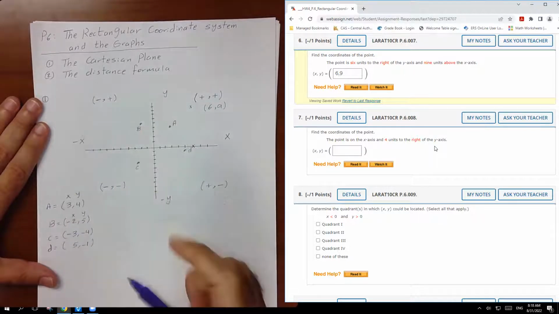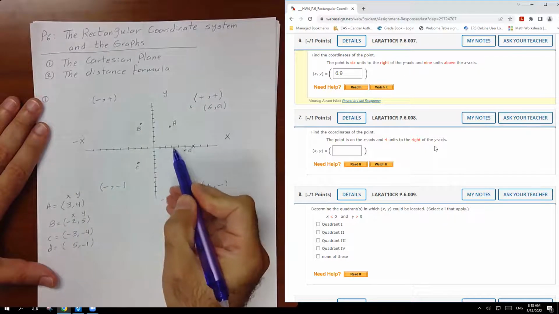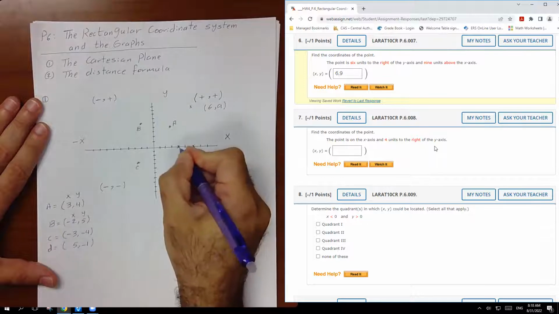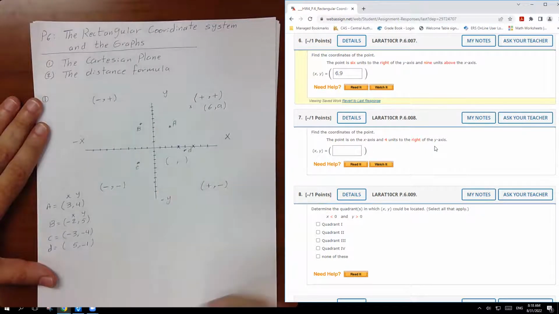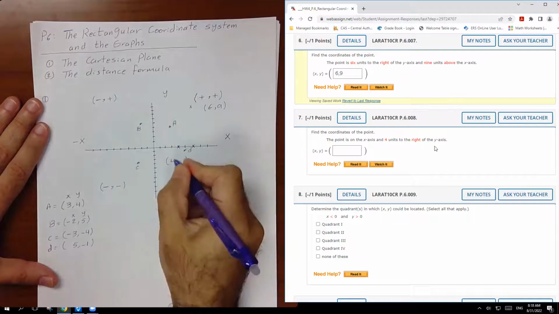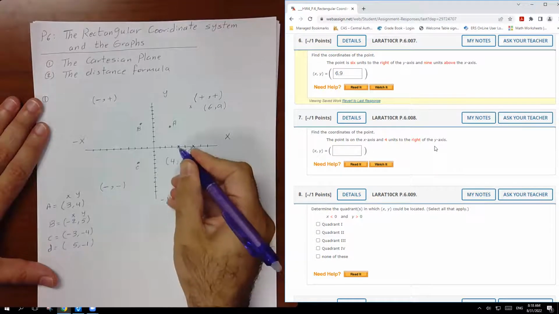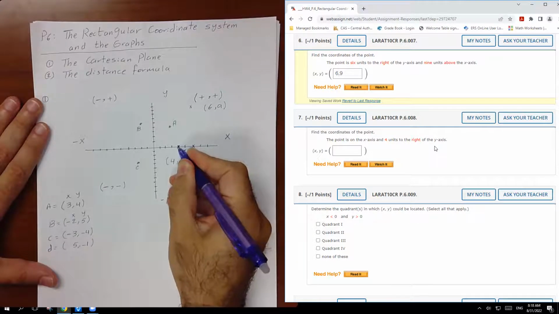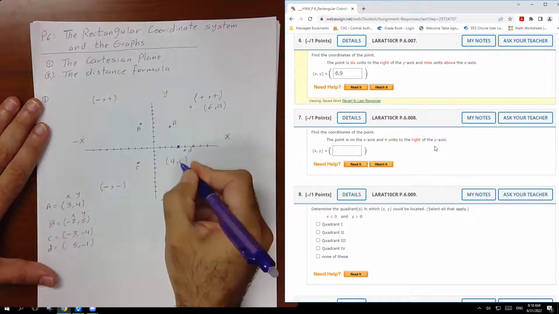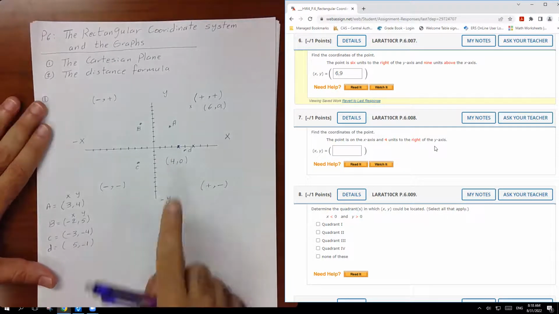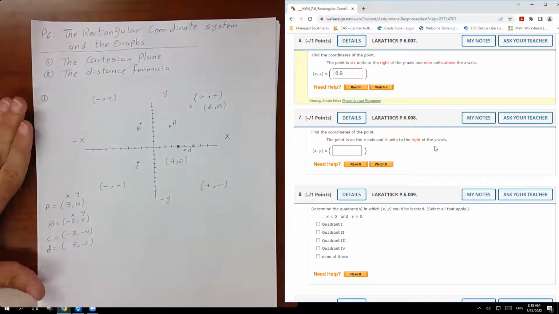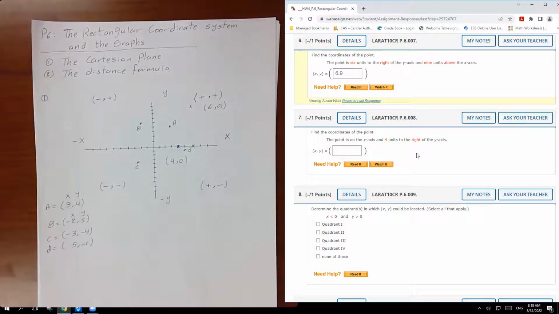Here's the y-axis, 4 units, 1, 2, 3, 4. So here's the location. 4 units to the right of the y-axis. That means x is 4, and for y, you see the point is going to be here. It's not up or down. So that means y equals 0. The point is 4, 0. The coordinate for this point is going to be 4, 0. So you're going to say 4, 0.